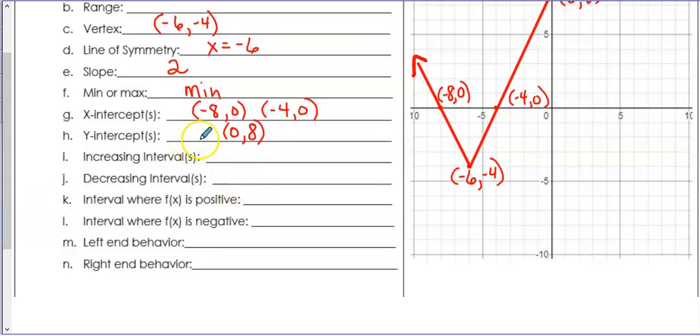And then the increasing interval is on the right side. And remember, we're just looking at x values, so it goes from -6 to infinity. And then the decreasing interval comes from -infinity to -6.